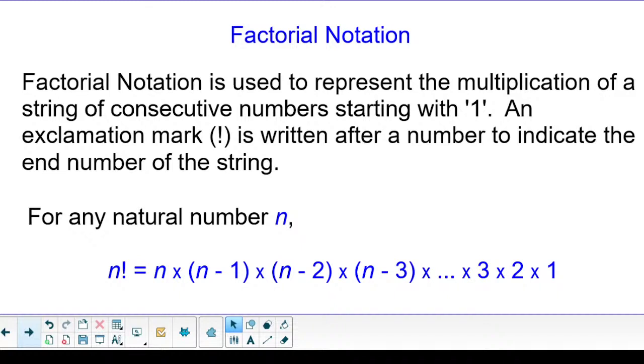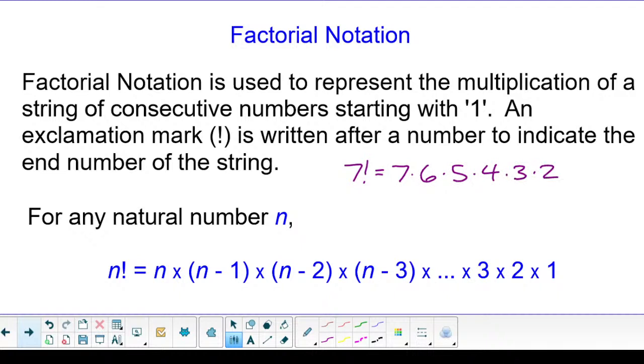All right, so n factorial simply means n times 1 less than n, times 2 less than n, times 3 less than n, until you get down to 3, 2, 1, and you're done. So 7 factorial, what's that equal to? Is it 7 times 6 times 5 times 4 times 3 times 2 times 1? That's it. That's 7 factorial. That's not too bad.